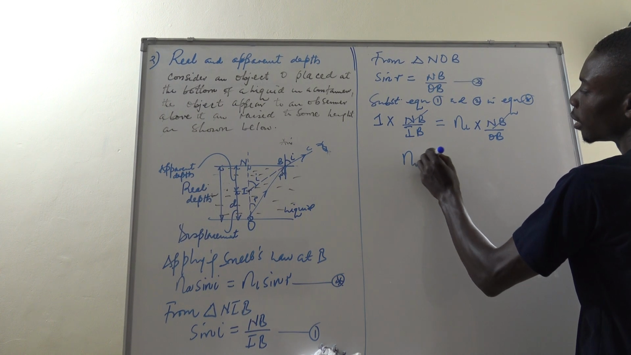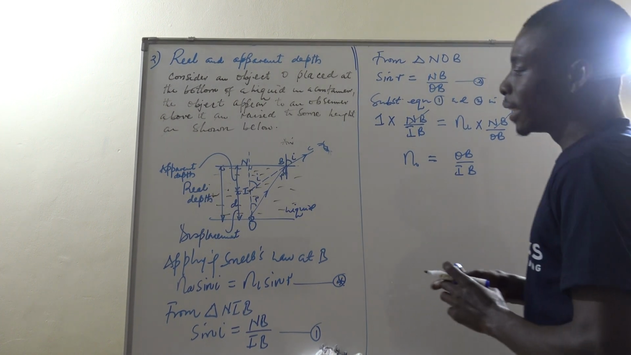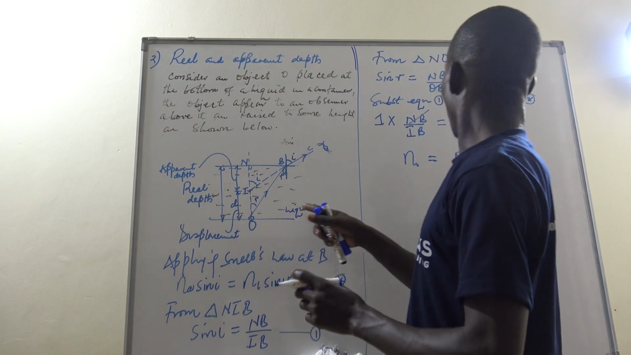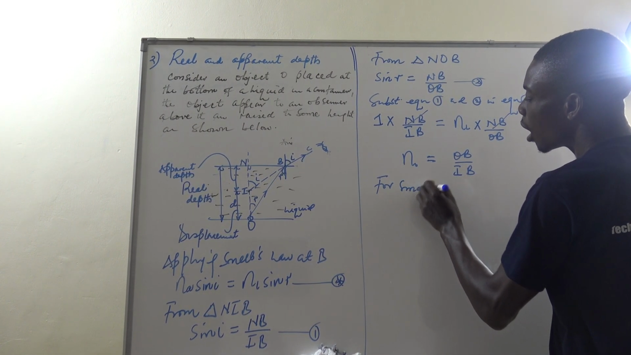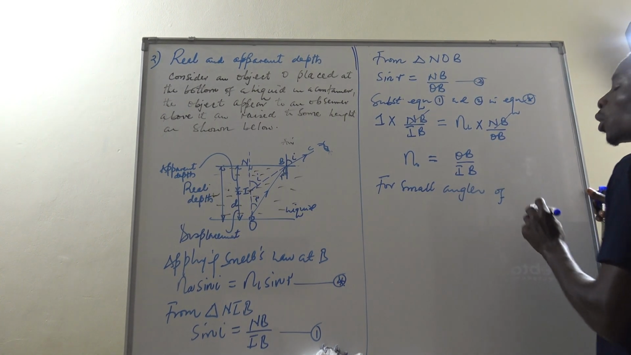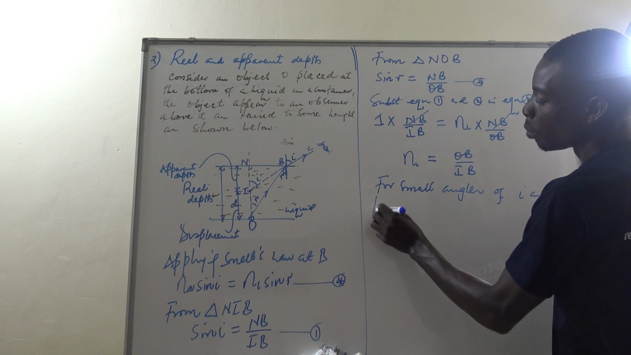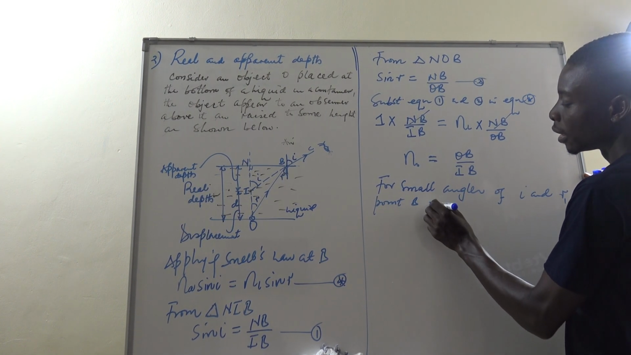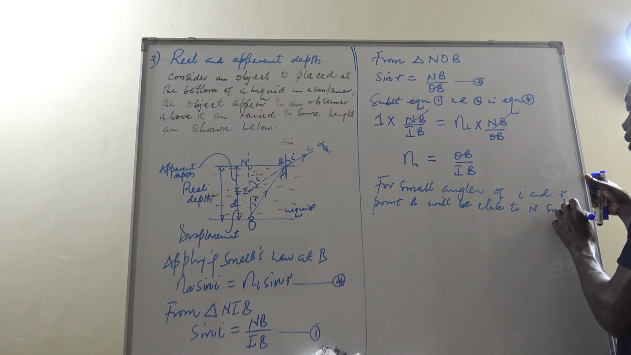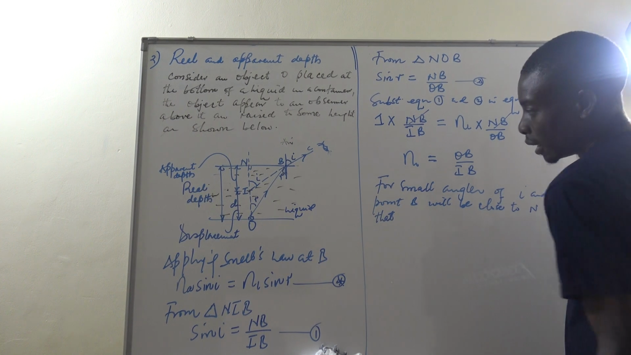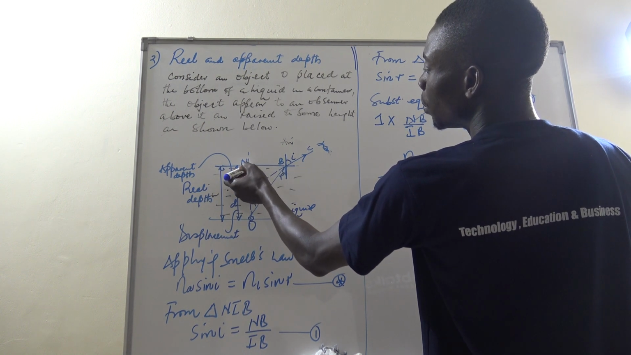And then my N_L can reduce to OB over IB. It's now OB over IB. And then I will say, for smaller angles of i and r, point B will be close to N, such that if we look at smaller angles of i, maybe like this as our i, you realize that point B will come very close to that.